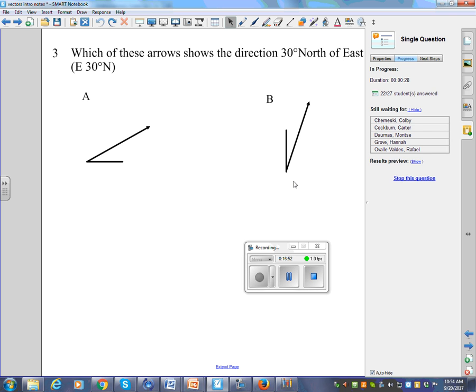There's only two options, so I've made it pretty simple. Limited your choices. Raphael, the answer? A or B? 30 degrees north of east. Or if you prefer, east 30 north.